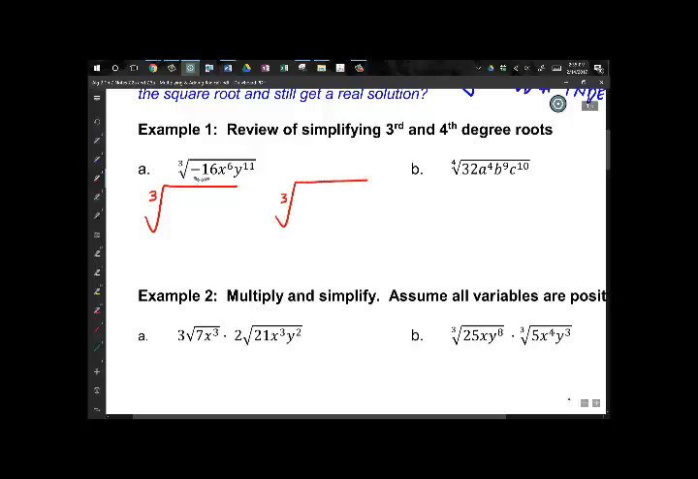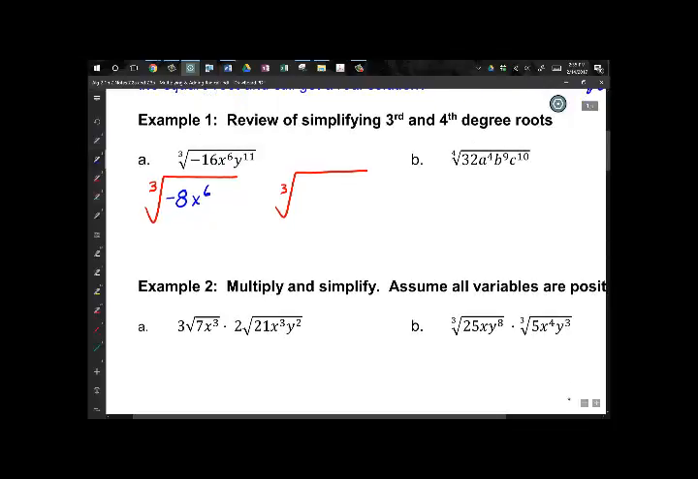So the perfect cube that goes into negative 16 is negative 8, because negative 2 times negative 2 times negative 2 is negative 8. Does 6 divide evenly by 3? It does, so all of x to the 6 goes in front. And what's the largest multiple of 3 below y to the 11th? That's y to the 9th. What are our leftovers? A positive 2, no x's, and 2 y's.